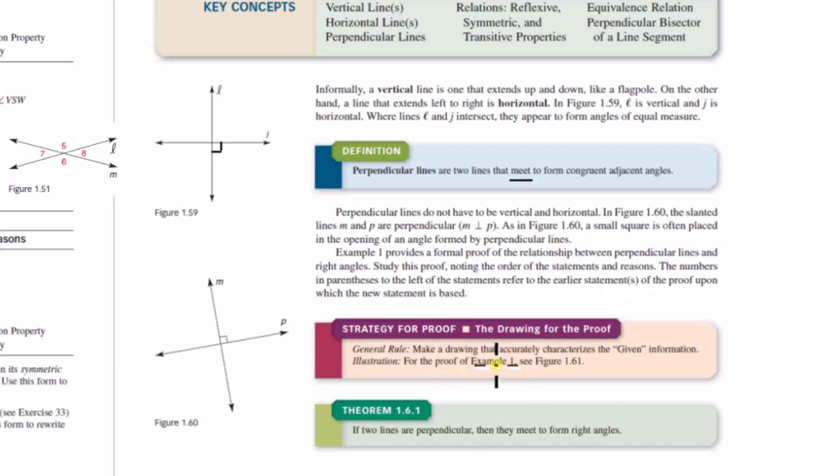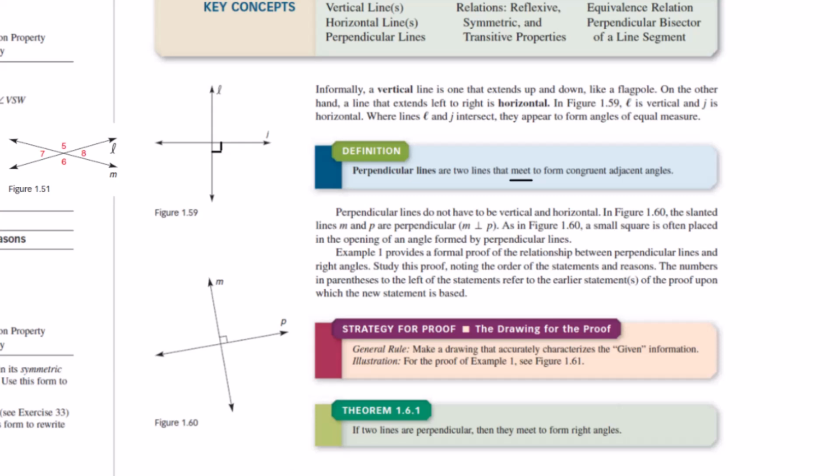Yeah, we'll study the proof. Strategy for the proof. We'll take a look at the proof, but we're not going to go through it in detail. All right, theorem: if two lines are perpendicular, then they meet to form right angles. Okay, so that's a theorem. Remember, theorems, we can prove theorems. We don't need to prove postulates. We don't prove postulates, but theorems, we can prove. And definitions are just definitions.